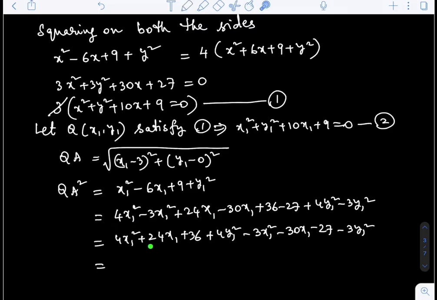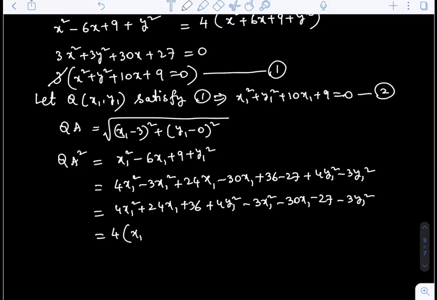4x1 square plus 24x1 plus 36 plus 4y1 square. All plus terms were written on one side, all minus terms on the other side. Okay, and now from all these terms, 4 is taken common from here to here, and minus 3 is taken common here. What happened then?